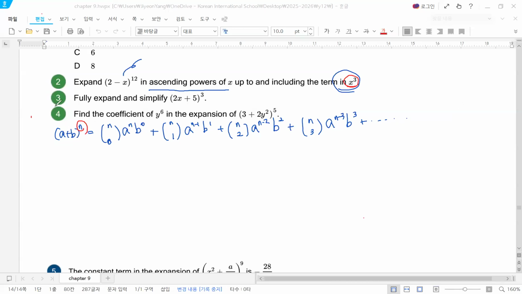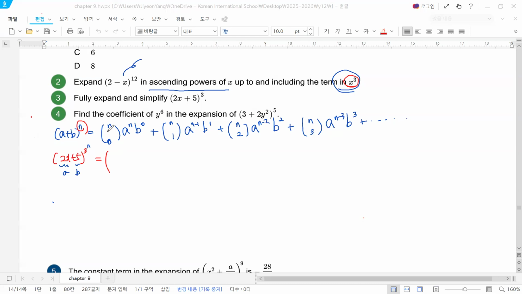Now we are going to move to question number 3. (2x plus 5) cubed. I am going to show you how to solve this question using two methods. The first method is applying the formula, and the second method is using Pascal's triangle. Then the first method: as you can see, this is a, this is b, and this is n. So we need to substitute each value.